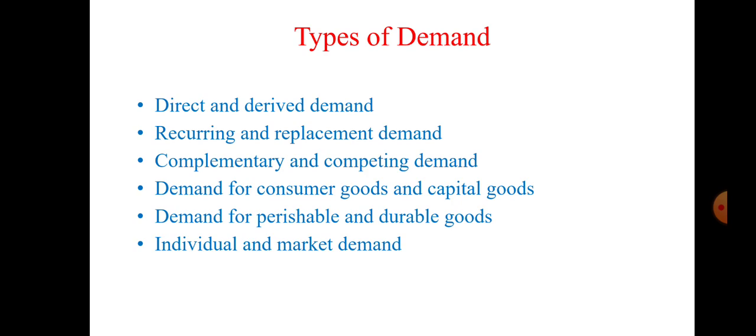And the next one is complementary and competing demand. Complementary, like we buy a car or a two wheeler, then definitely to run that we have to purchase petrol or diesel for that. So that is complementary. And competing, where we look for different substitutes while buying any commodity, looking at its price, your behavior, taste and preferences, or the buying pattern of others in the market, or looking at new product substitutes. And demand for perishable and durable goods, individual and market demand. So these are the different types of demand.